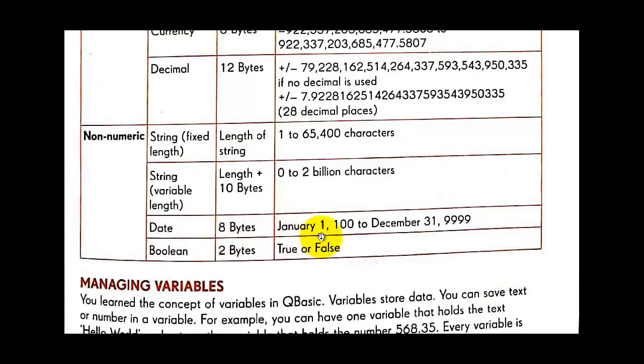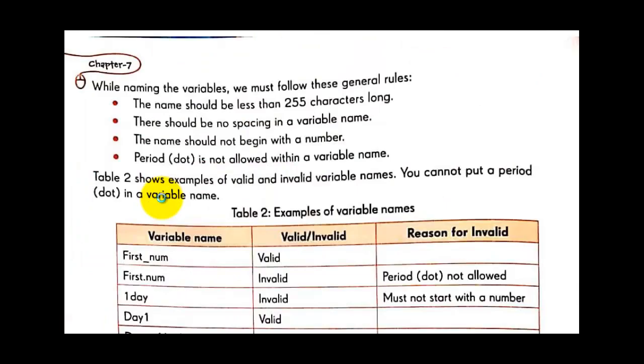That is 1st January 100 to 31st December 9999. Boolean occupies 2 bytes. It results in true or false. Boolean means it has 2 values, that is 0 and 1. These are the non-numeric types.